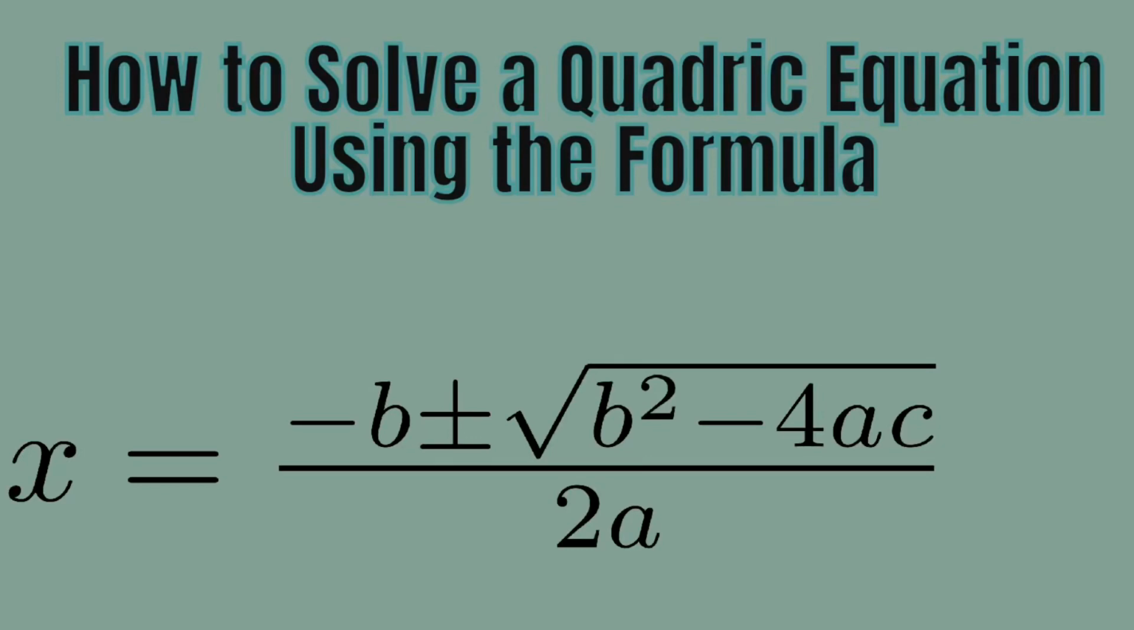Hi, my name is Gillette, and today I will be showing you how to solve a quadratic equation using the formula. The formula is shown below, which is x equals negative b with a positive or negative symbol next to it, followed by the square root of b squared minus 4ac divided by 2a.